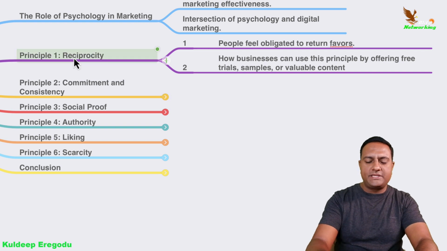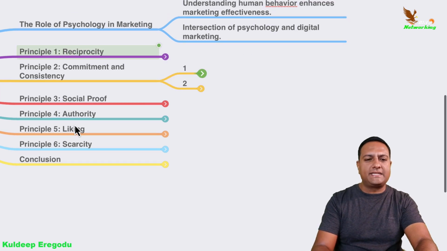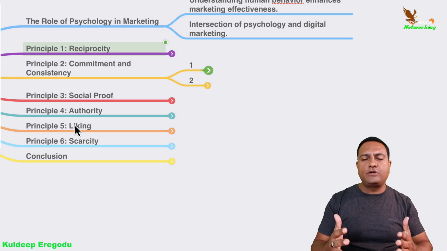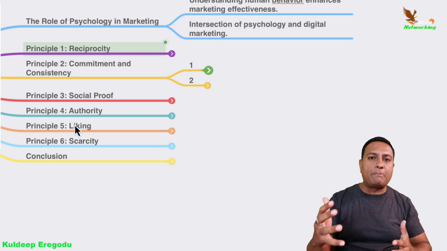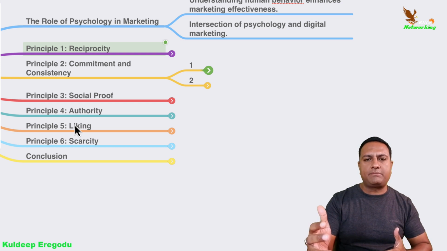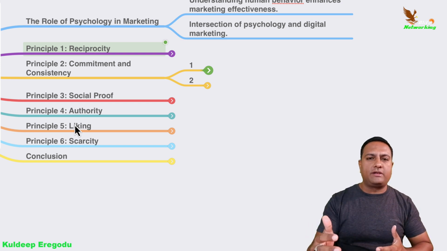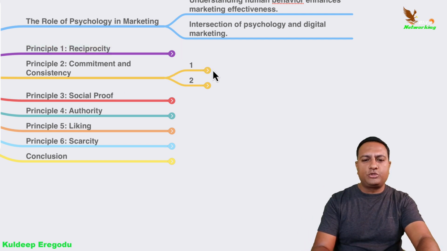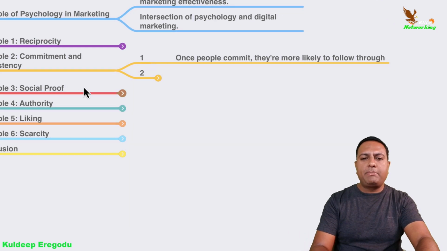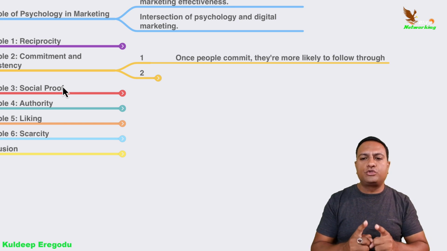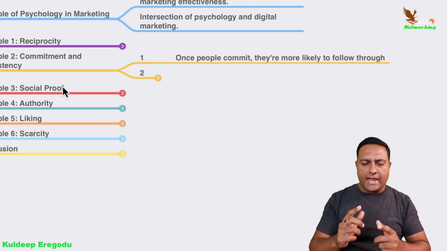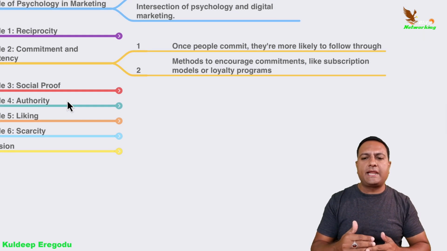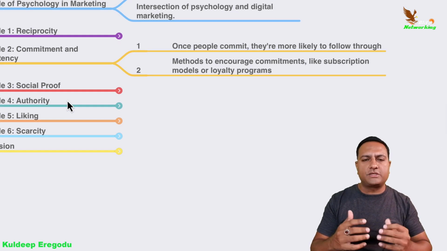Now, the second principle is commitment and consistency. What do you mean by commitment and consistency? See, once you are committed to a particular product or service or brand, for example, they become loyal, they become committed, and they become consistent. So there are two steps here. One is, once people commit, they are more likely to follow throughout. Okay, I'll explain in detail. The second one is methods to encourage commitment, like a subscription model or loyalty programs or something like that.